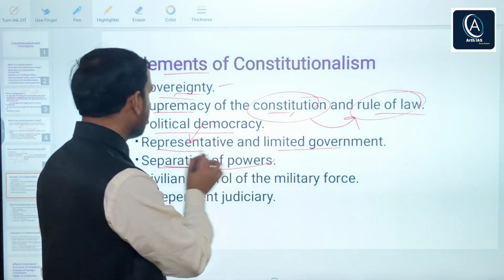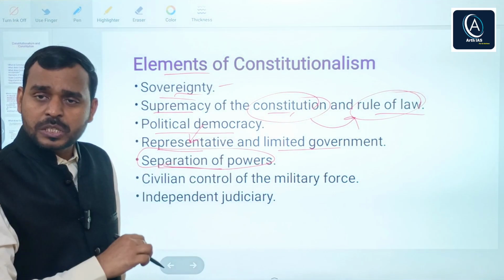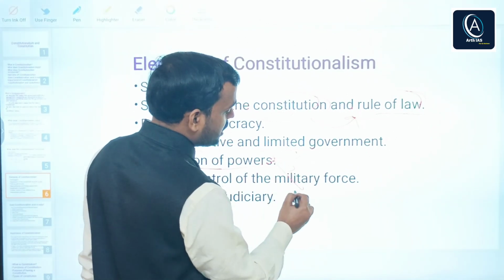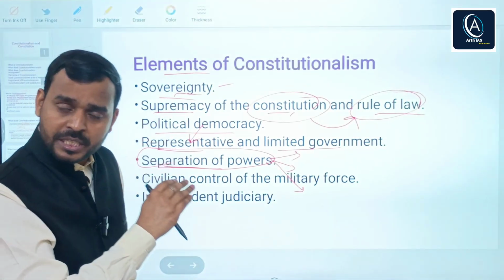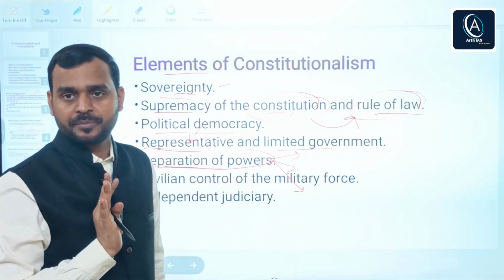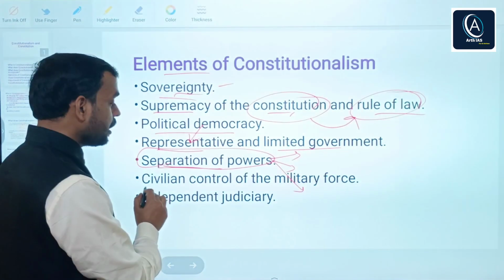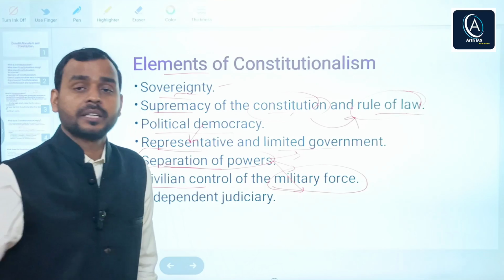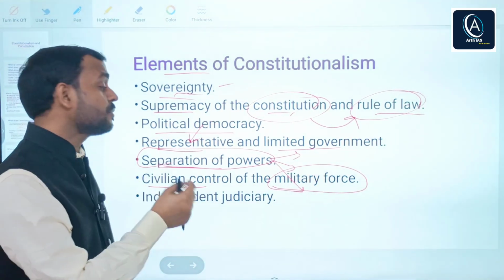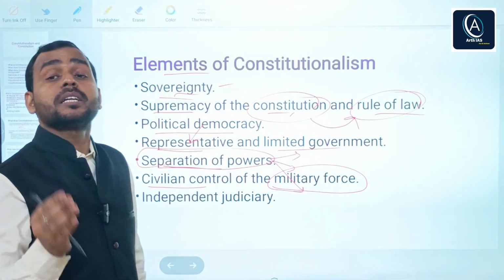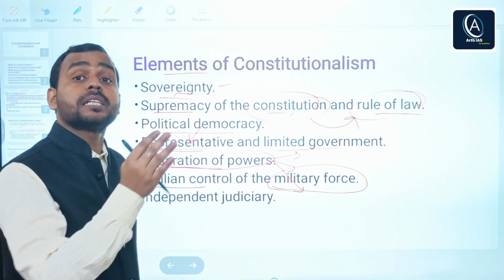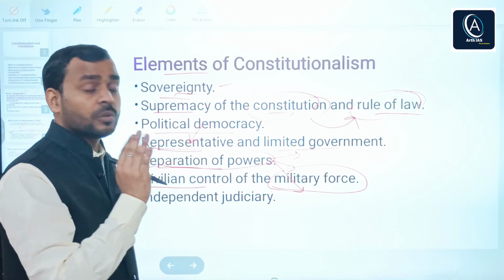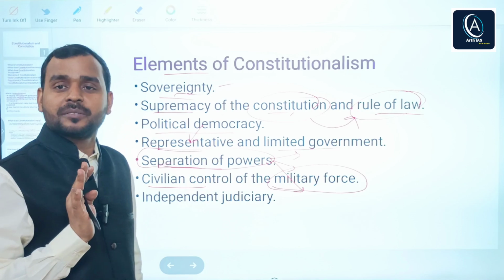Separation of power, obviously, to check concentration of power. This concept has been included in constitutionalism. Separation of powers means separation of powers between the three organs of a state, that is legislature, executive and judiciary. Civilian control of the military force simply means that the military would be controlled by the civilian government, not that the military will control the government.